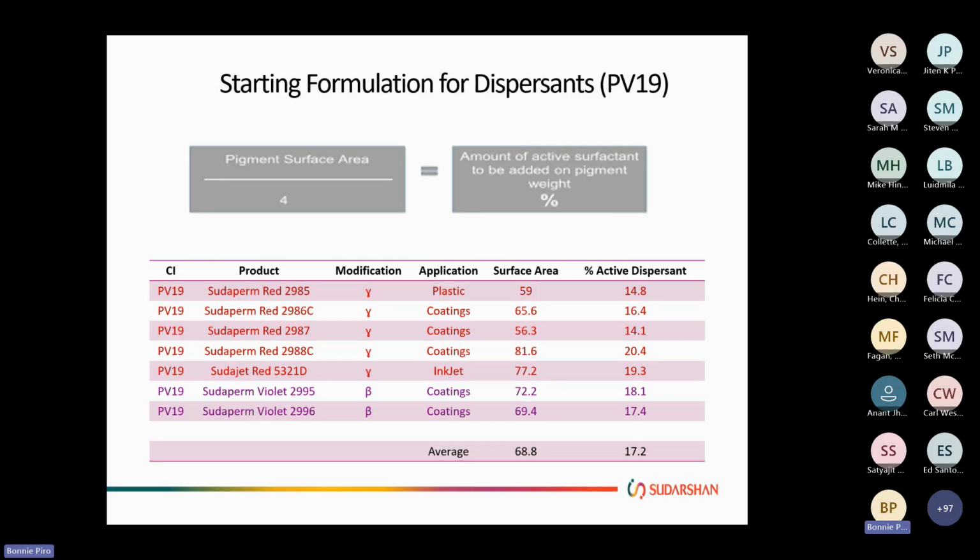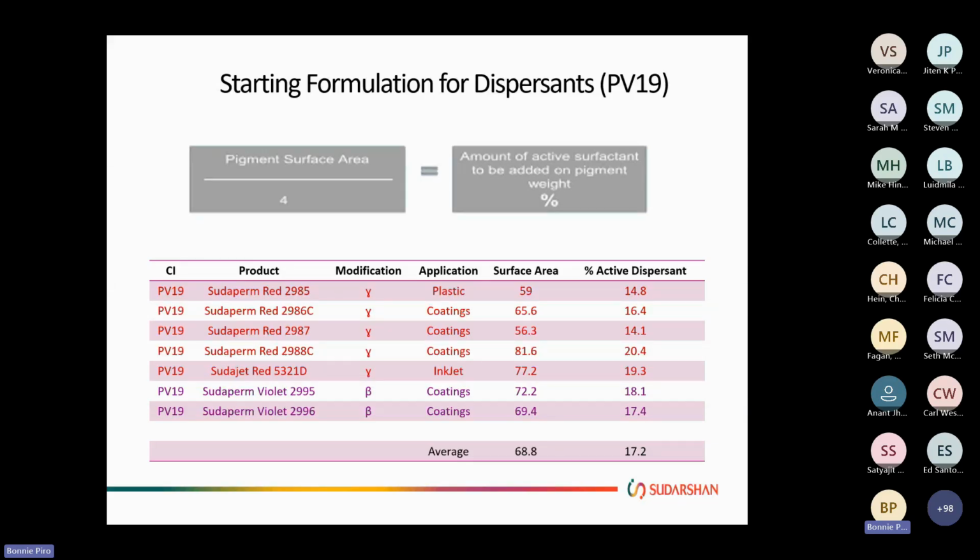We try to help our customers in that formulation process to use a very simple formulation as a start. And this is especially good for those that are new to formulation. Use the pigment surface area, divide that by 4, and that's a good starting place to determine how much dispersant you might need for that particular formulation.